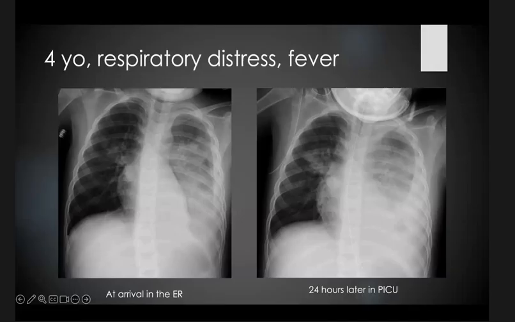So you have a 4-year-old with respiratory distress and fever. So at the arrival of the kid at the ER, you see that big pneumonia, opacities in retrocardiac and pleural effusion. And 24 hours later in the ICU, you see that the pleural effusion gets bigger, and you can see that the opacities on the right side get worse too.